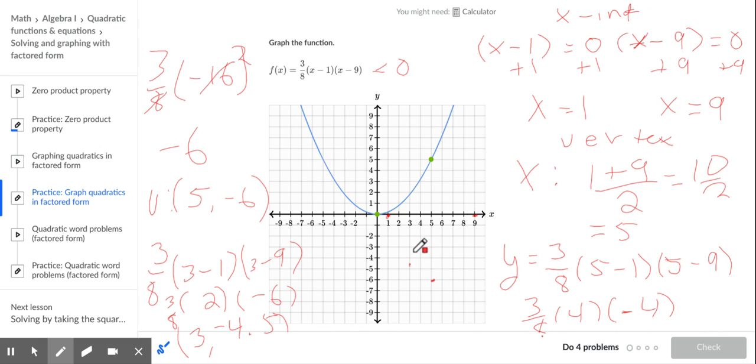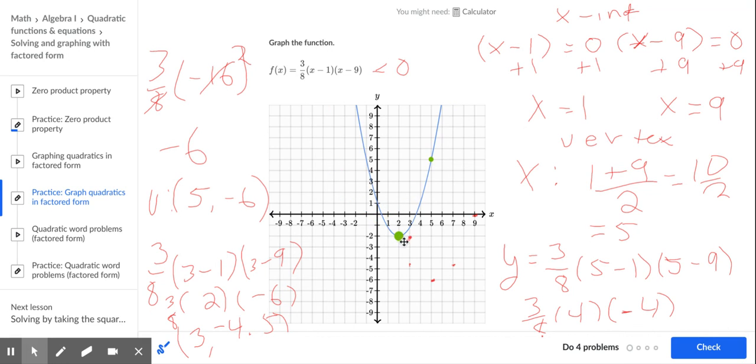It's good to have, like I said earlier, 2 points on either side of the vertex so that we can really see what our shape is going to be when we're doing this by hand. I could have picked 2, I could have picked 4. I decided to pick 3 because it's in the middle between 1 and 5. 3 is 2 away from 5. So if I go 2 away from 5 to 7, that would also be at negative 4.5, because again, this is symmetrical. If that doesn't make sense to you, just go ahead and actually plug in the numbers and that will be fine.